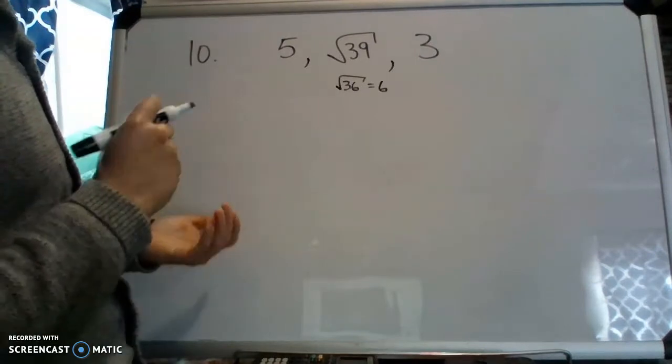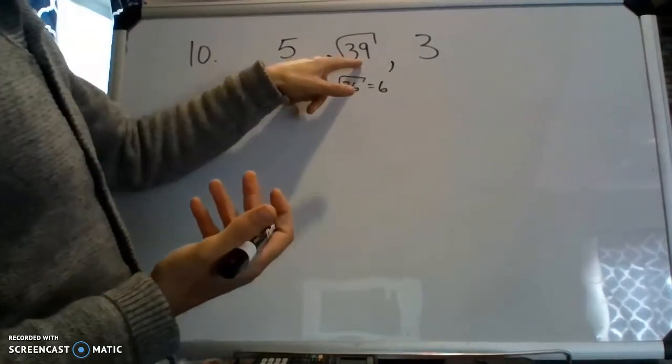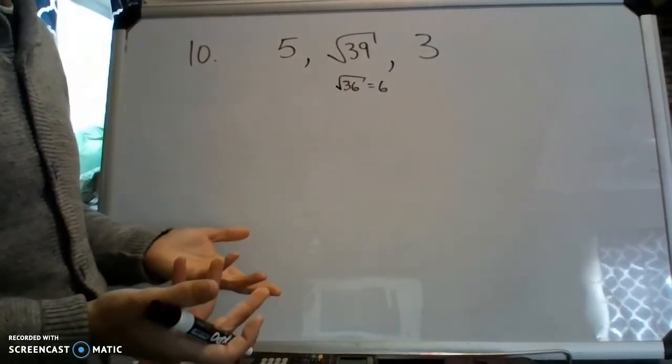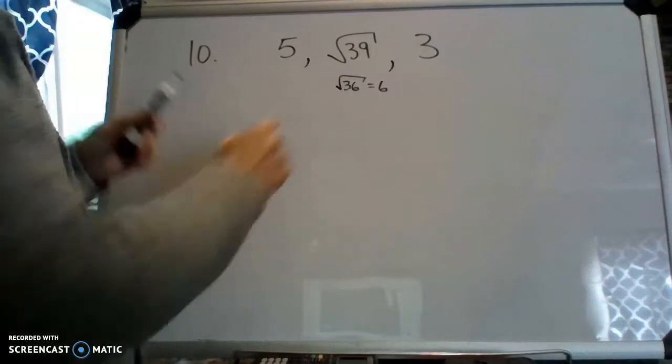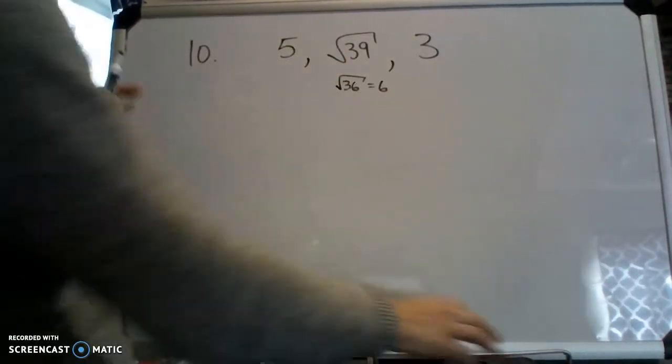And so the square root of 39, since 39 is just a little bit bigger than 36, the square root of 39 should be a little bit more than 6. That helps me to know that the square root of 39 is the largest of the three numbers here.